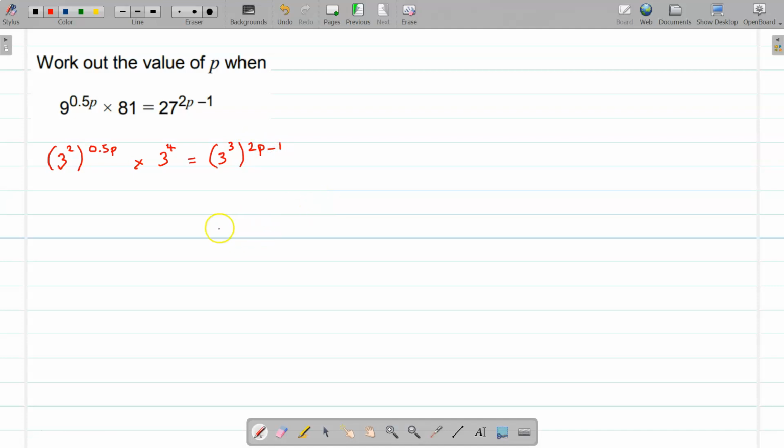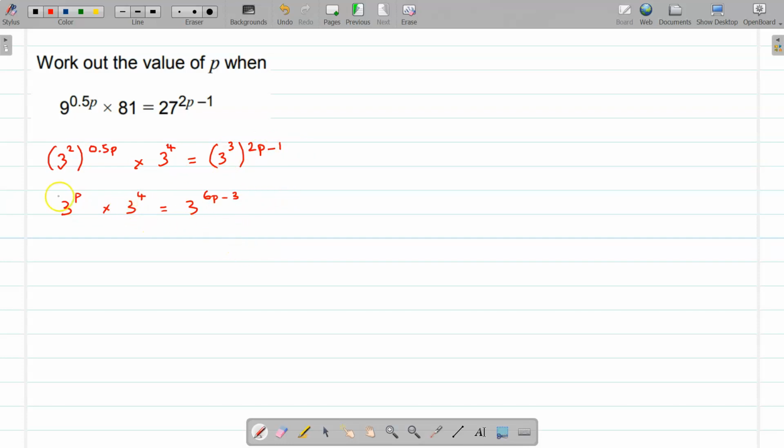Okay, and now they have a common base of 3, you see. So I can say that I've got 3 to the power of 2. Now you multiply those together, don't you? The indices. So 2 times 0.5 is 1. So it's 3 to the power of p times 3 to the power 4 equals 3 to the power of 6p minus 3, because I'm multiplying the 3 by the 2p minus 1, you see.